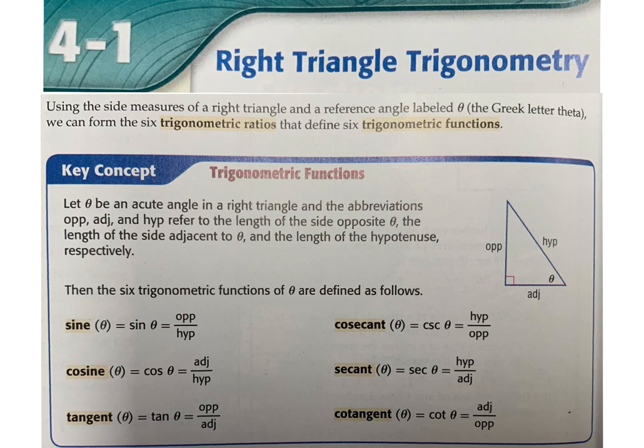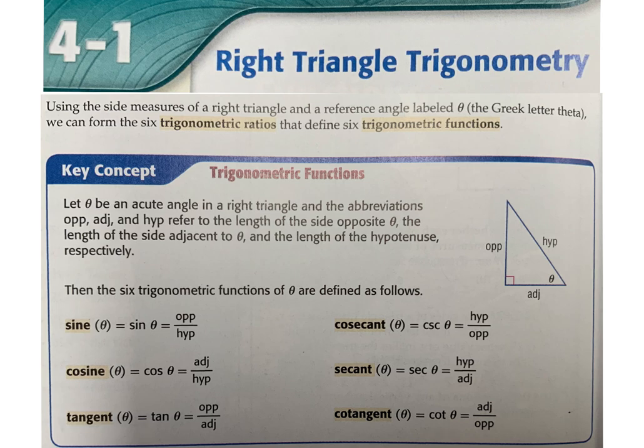Then you have the reciprocals of those functions. The reciprocal of sine is cosecant. Since sine is opposite over hypotenuse, cosecant is hypotenuse over opposite. The reciprocal of cosine is secant. Cosine is adjacent over hypotenuse. Secant is hypotenuse over adjacent. And then the reciprocal of tangent is cotangent. Tangent is opposite over adjacent. Cotangent is adjacent over opposite.